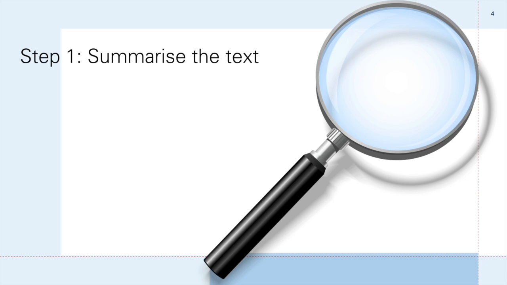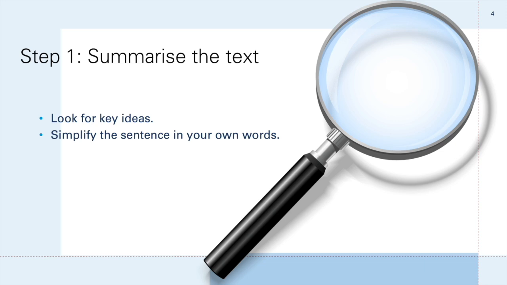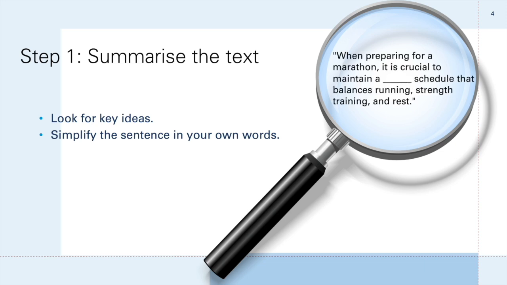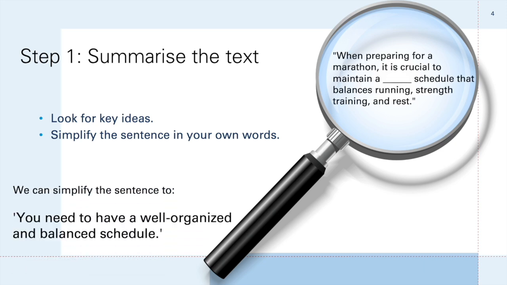Step 1 is to summarize the text. Here, the sentence talks about the importance of having a certain type of schedule for marathon preparation. We can simplify it as: you need to have a well-organized and balanced schedule.